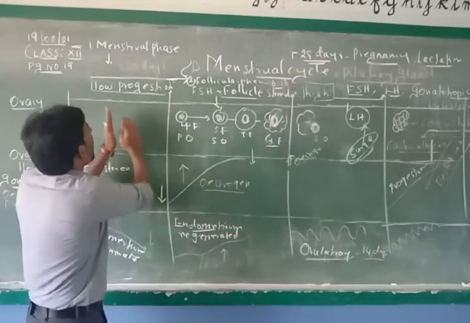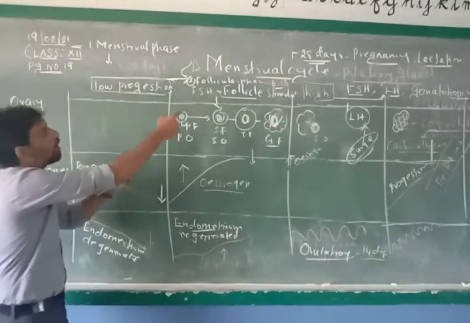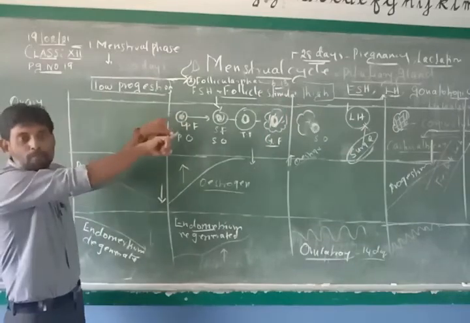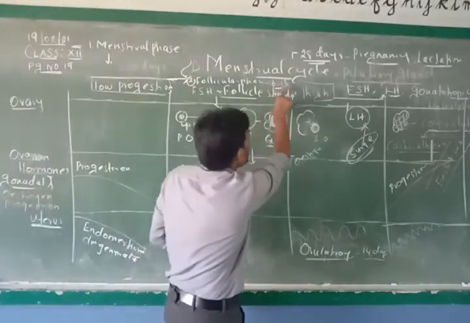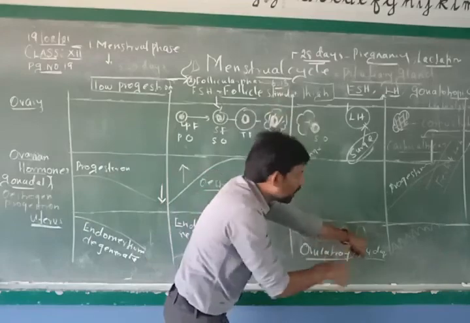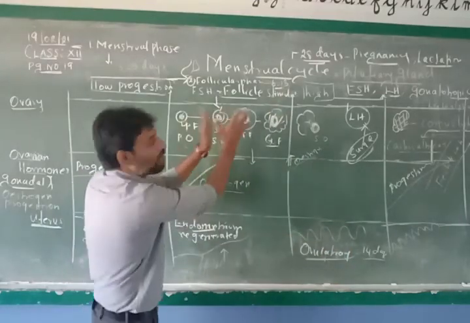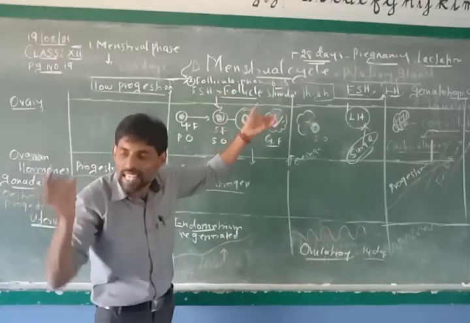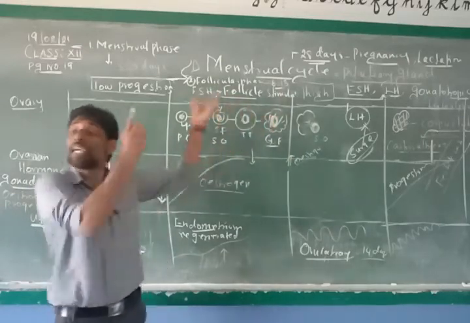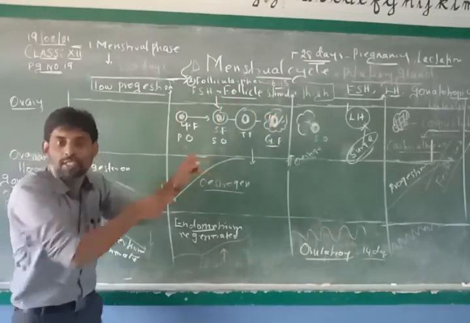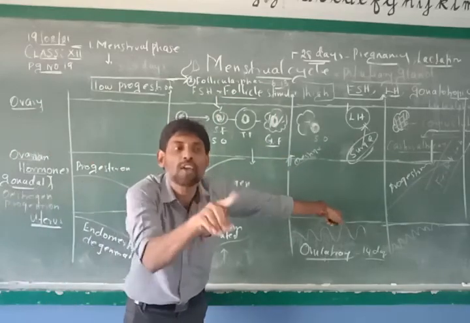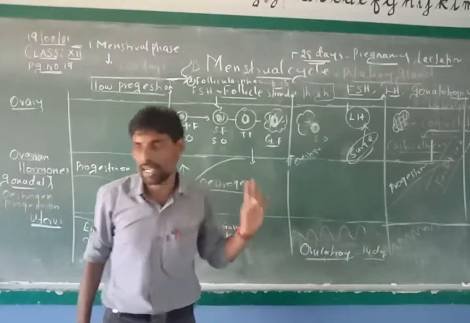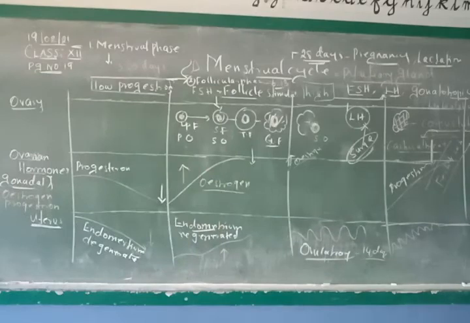This phase begins at the end of the 5th day, and it ends on 13, that means the beginning of the 14th. In between I have written 6 to 13. Don't get confused. Follicular phase exactly means 6 to 13. It begins at the end of the 5th and ends at the beginning of the 14th. Understand? That is what I have written. So those details you have to write. All these are 1 mark questions.